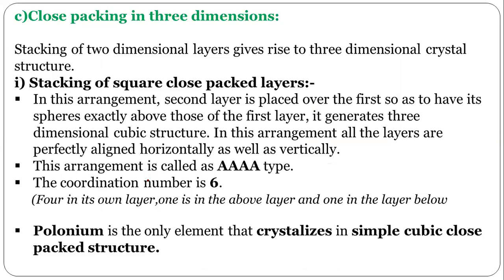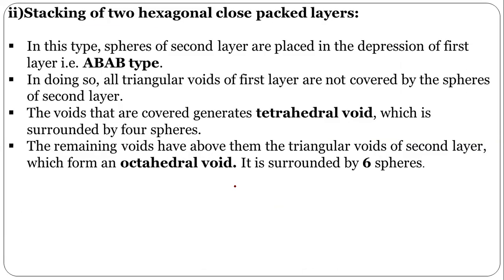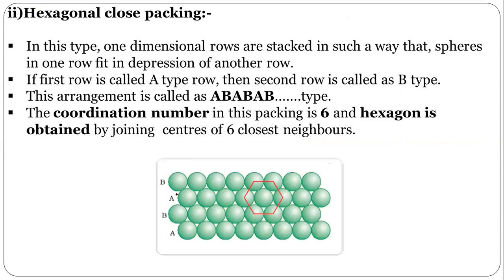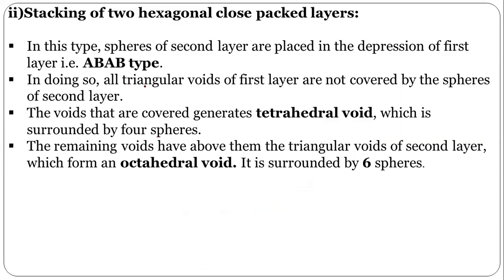So we consider this is AA type of arrangement. Then there is also the possibility of AB type of arrangement. But we are now considering the 3-dimensional, and we considered this in 2-dimensional. So this is a 2-dimensional AB type of arrangement. In 3-dimensional, what will happen? In case of 3-dimensional AB type of arrangement, we can see here triangular voids in the first layer are not covered by the spheres of the second layer.